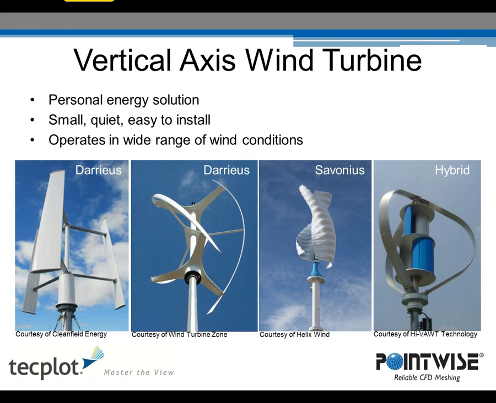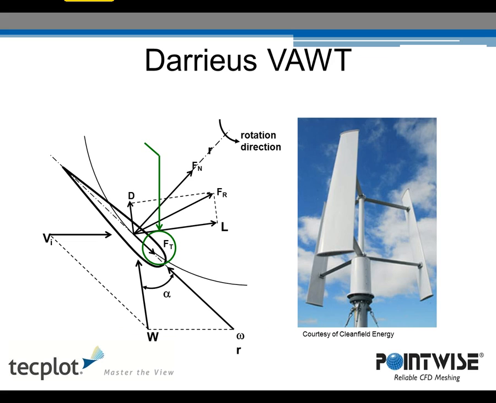There are two types of vertical axis wind turbines: the Darrieus and the Savonius. The Darrieus produces torque through lift. I'm going to talk a little more about them on the next slide. The Savonius produces torque through drag by capturing air in blades that resemble a bucket shape. There's even a hybrid type, as you can see in the lower right-hand corner. That's really just a combination of these two types of rotors.